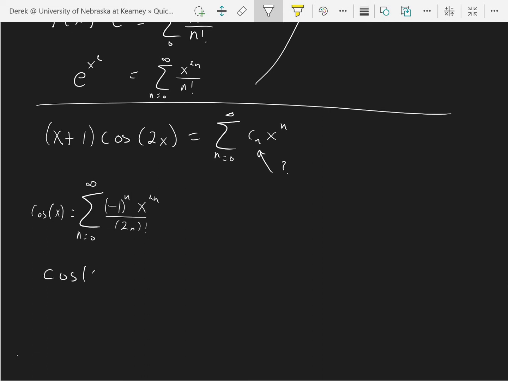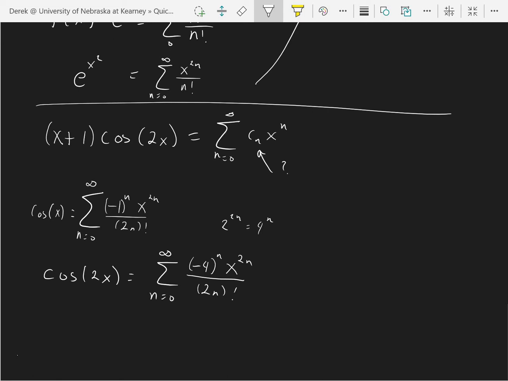I get cosine of 2x is equal to this summation from n equals 0 to infinity of, well, if I put 2x in there, I'm going to get x to the 2n still, but I'll have a 2 to the 2n as well. So it's going to give me a 4 to the n. And I'm going to include that with that negative 1. So it's going to be a negative 4 to the n. And the 2n factorial still stays down here on the bottom. The cosine of 2x is going to look like that then.